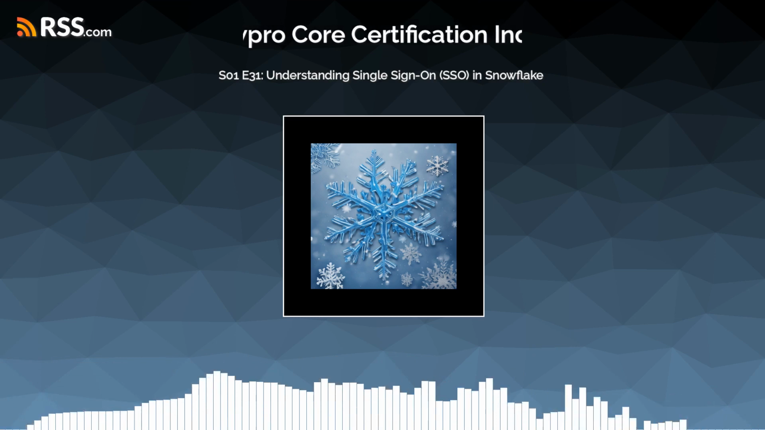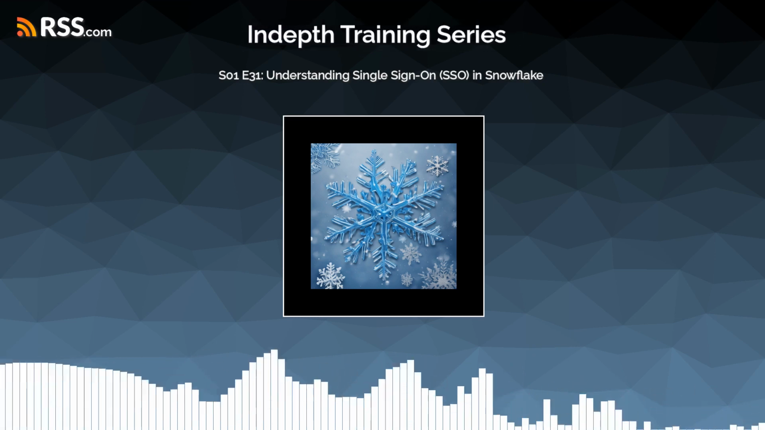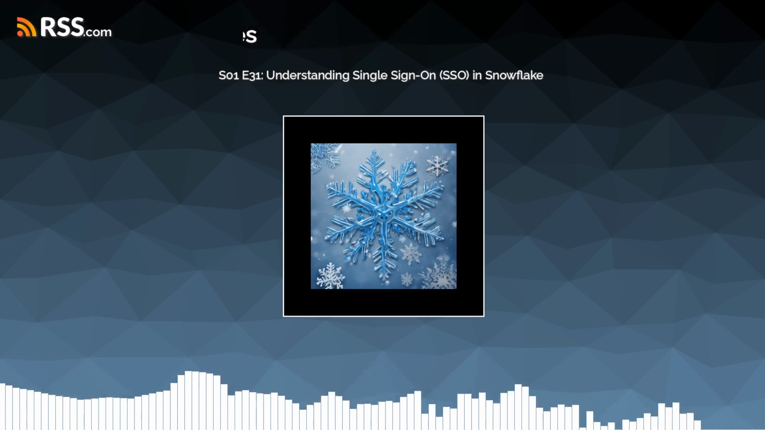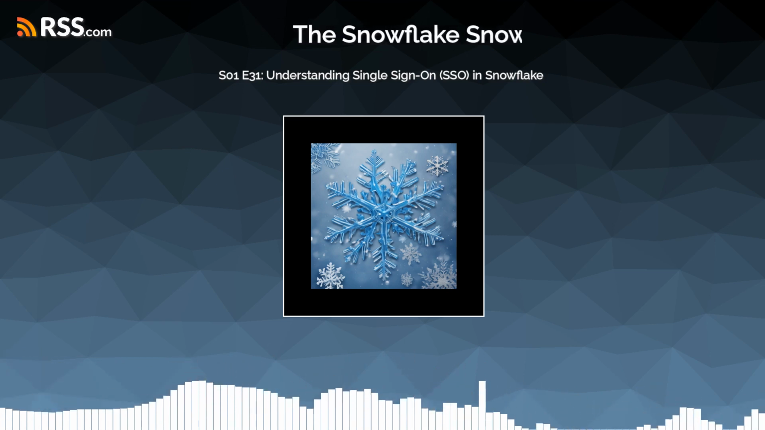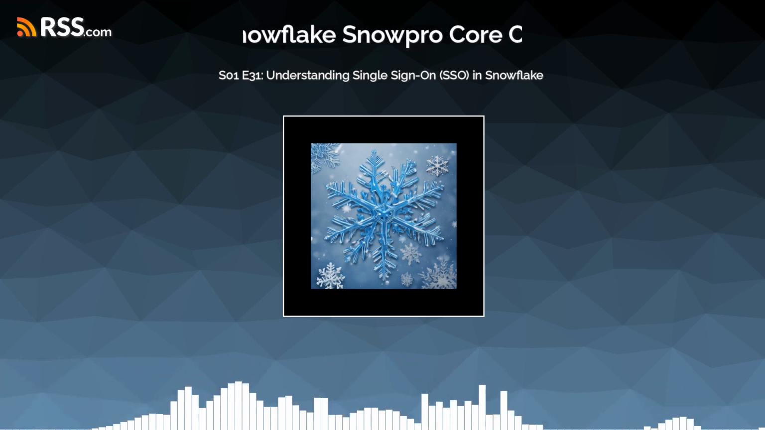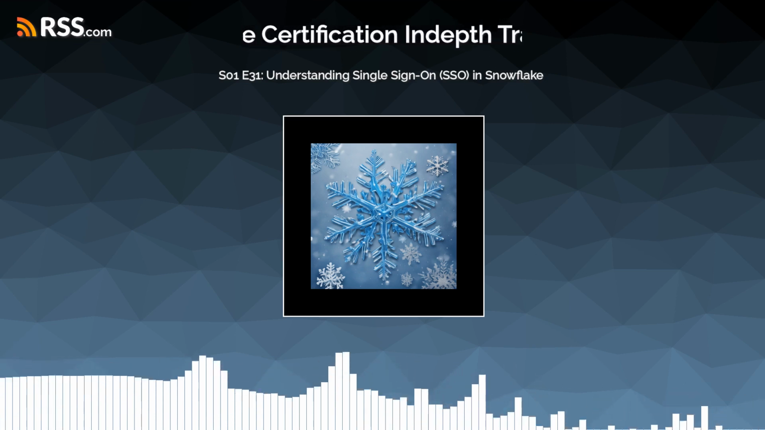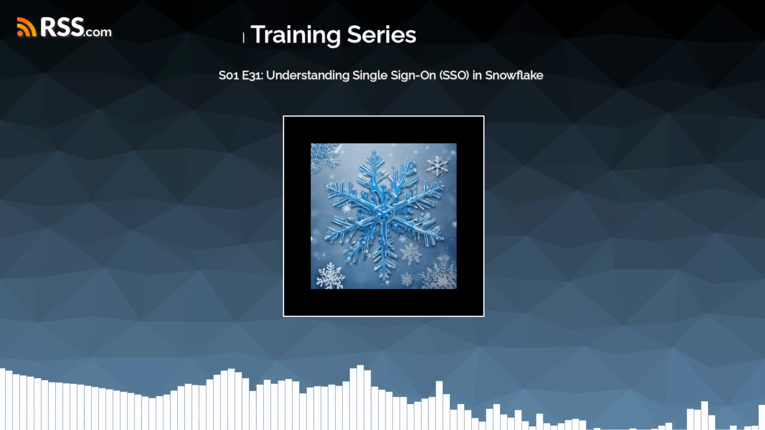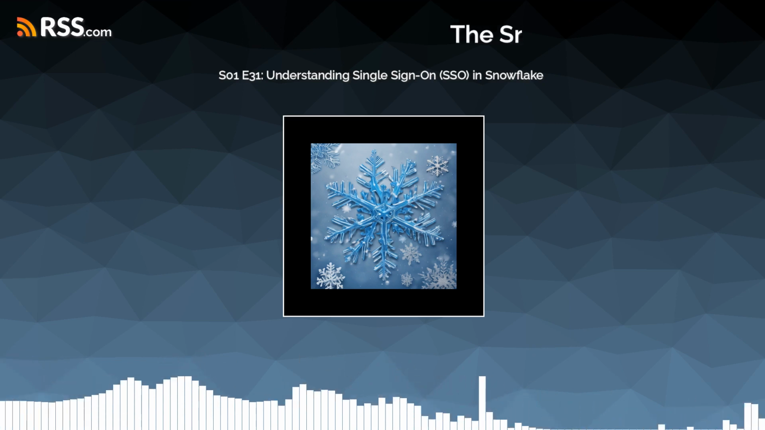First, we need to understand how Snowflake integrates with SSO providers. Snowflake supports SSO through common SAML 2.0 identity providers such as Okta, Active Directory Federation Services, ADFS, and more. This integration allows users to authenticate using their corporate credentials, thereby simplifying the login process and centralizing user management.